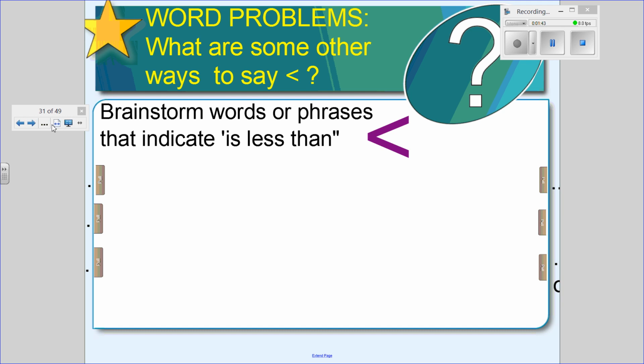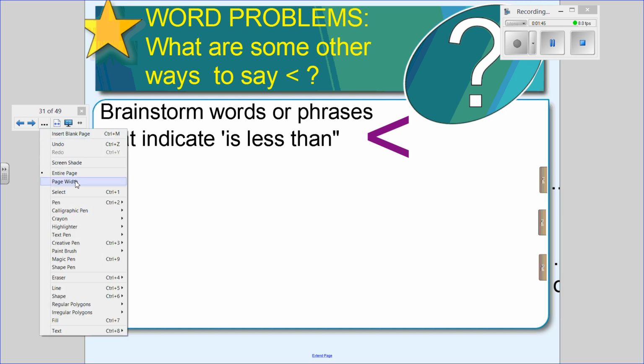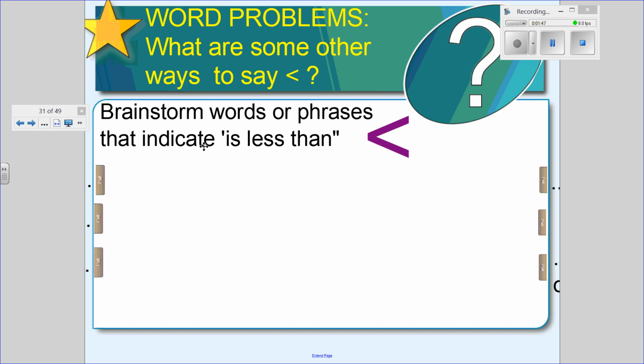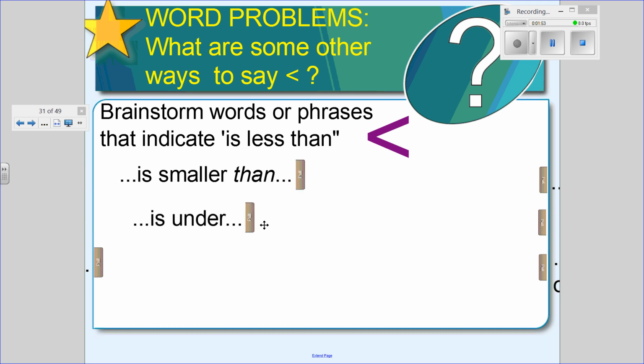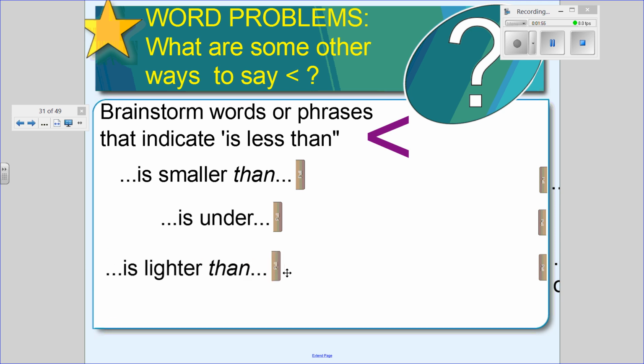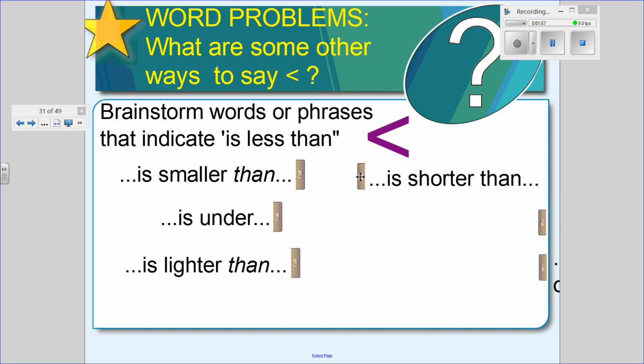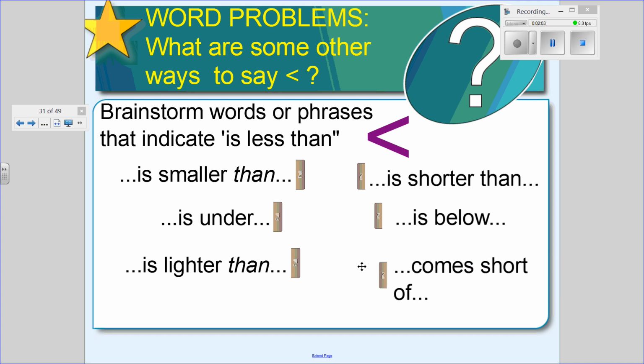All right, so let's brainstorm some words on the next slide for is less than. And yes, you can just use the antonyms of the ones from the previous slide. So some words or phrases that would indicate is less than. Hopefully you got is smaller than, is under, is lighter than, is shorter than, is below, or come short of, come shy of. Does not hit that number or something like that, right?